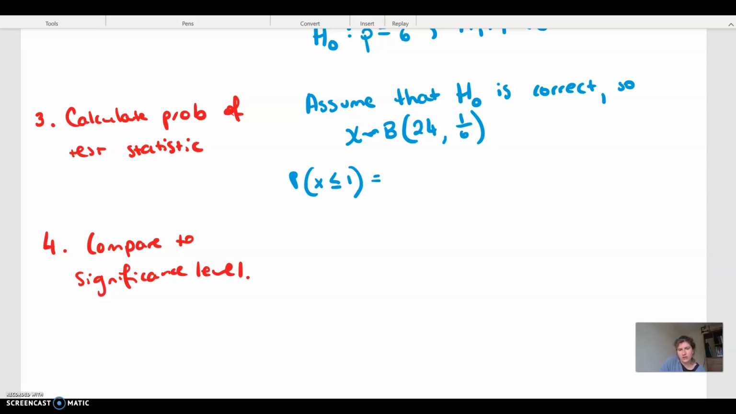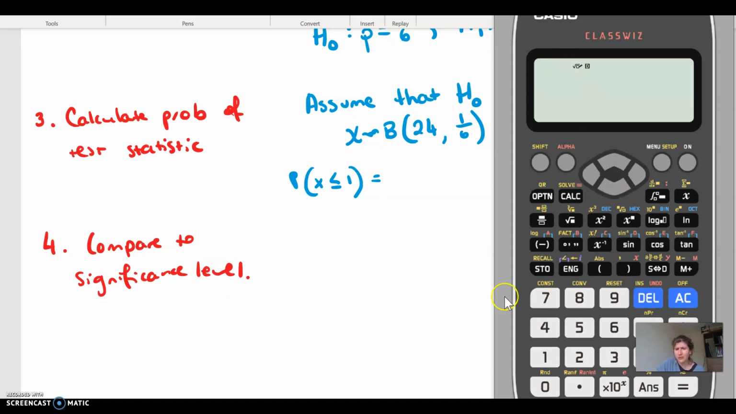out of 24. So we're going to use our calculator. I've got to remember how to use this again, please bear with me. So we want distribution, binomial CD, variable. Okay, so we have x is 1, n is 24, p is 1 out of 6. Okay, so we can then calculate that.